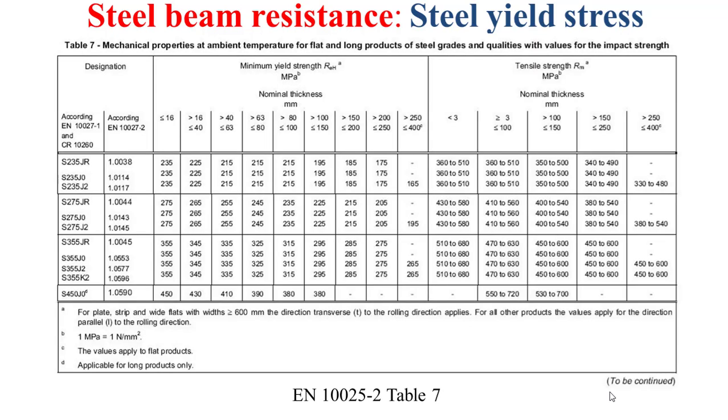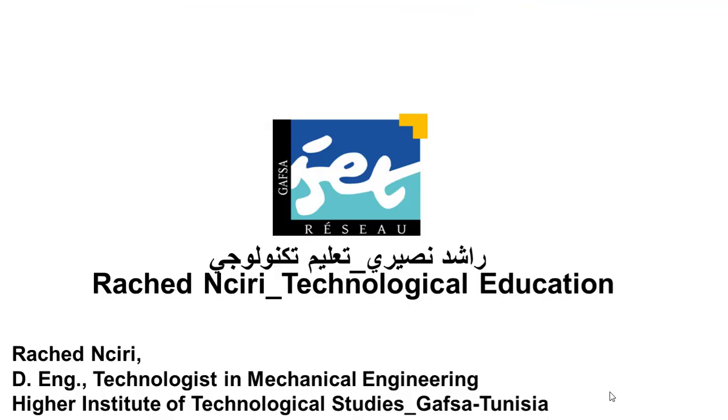Also, the steel yield stress is provided by any table presenting the mechanical properties of the steel grade. For example, here, the table that you see now in this slide, you can notice on it the minimum yield strength for different steel grade and also for different nominal thickness.